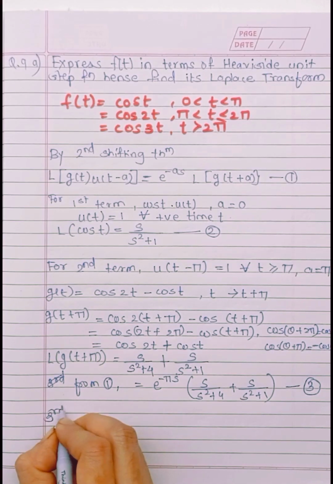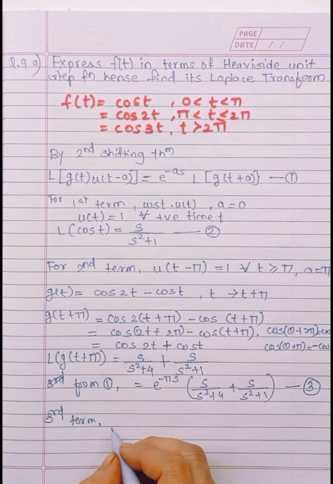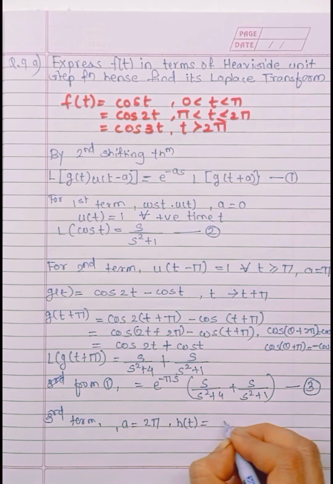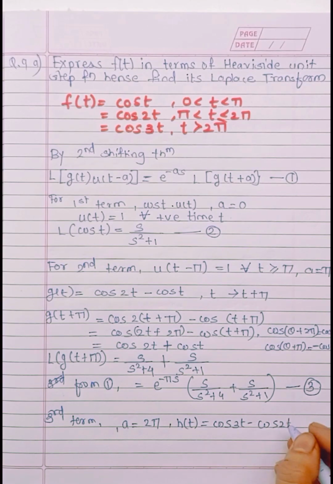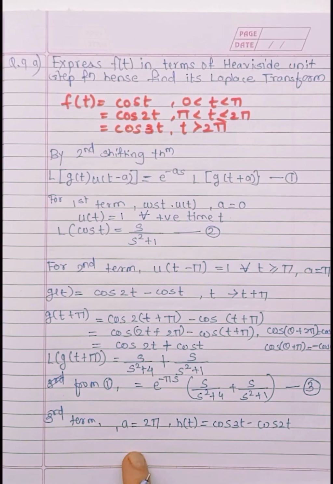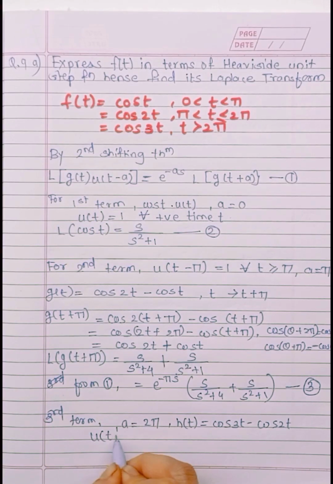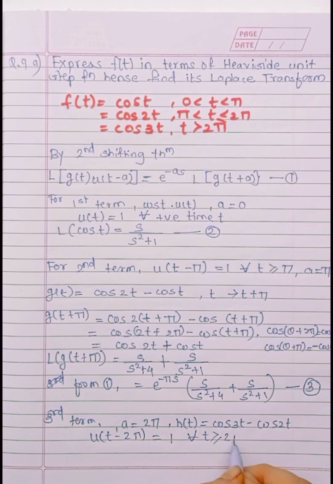Similarly, you are solving the third term. For the third term, you are taking the functions cos 3t and cos 2t. So here the value of a is 2 pi, and the value of h of t you are taking as cos 3t minus cos 2t. Now the third term happens at a equals 2 pi, so u of t minus 2 pi is 1 for all t greater than or equal to 2 pi. Here t shifts from t to t plus 2 pi.